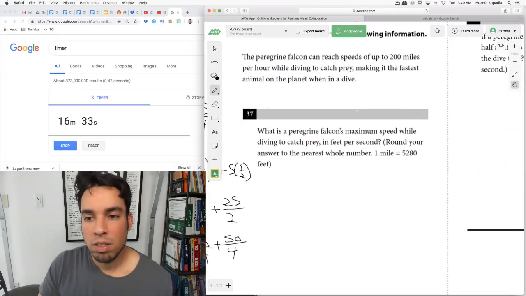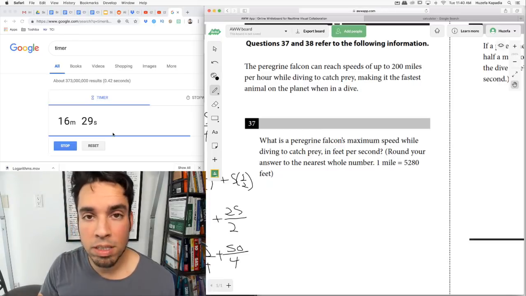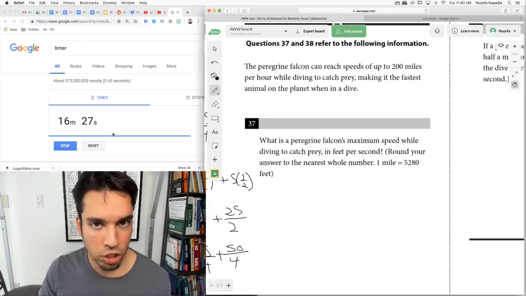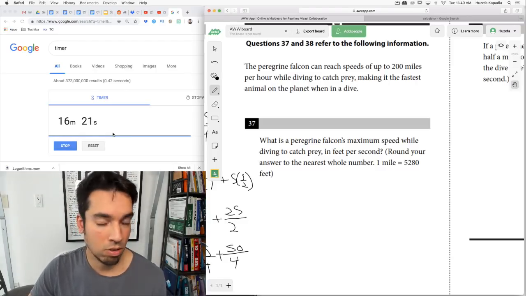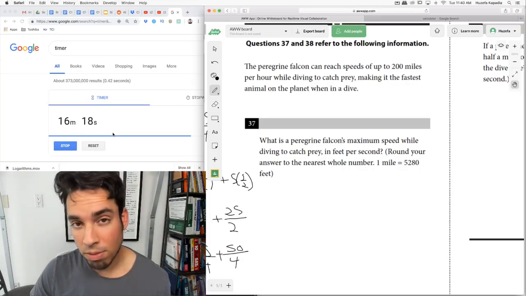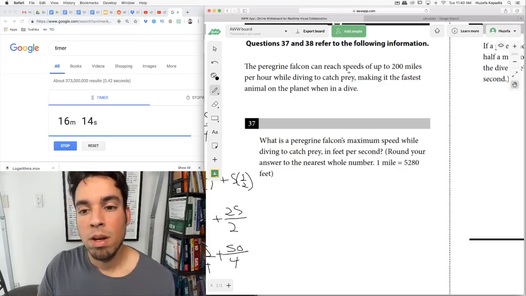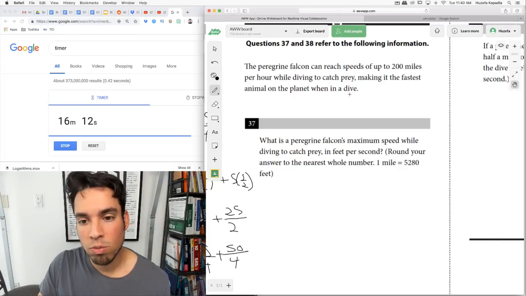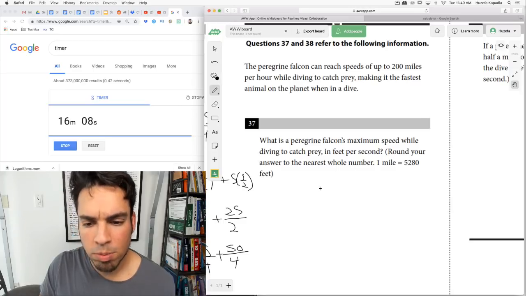The Peregrine Falcon can reach speed. So look how much time we have, right? And not everybody can expect to have the same pace, because I do this professionally and I do this all the time. But the key is, I think by this point, if you're on 37 and 38, you should be targeting to hopefully have a few minutes to answer this, hopefully like 4 or 5. But we have a lot of extra time. Peregrine Falcons can reach speeds up to 200 miles per hour when diving. What is the Peregrine's maximum speed while diving?